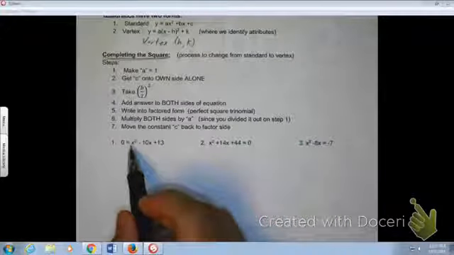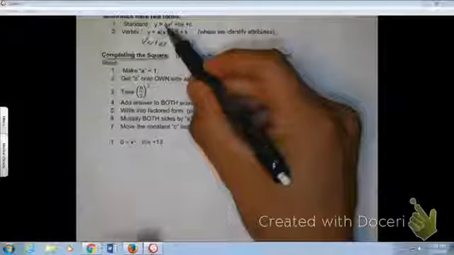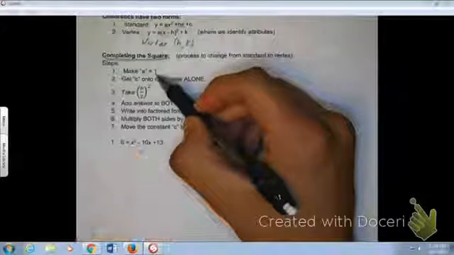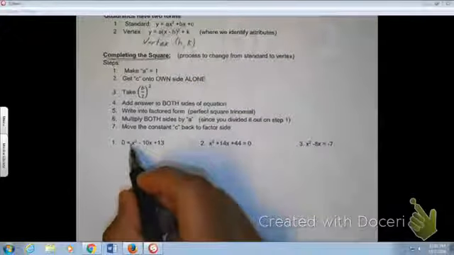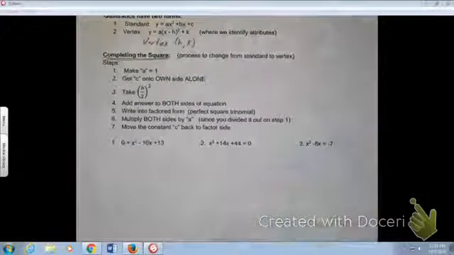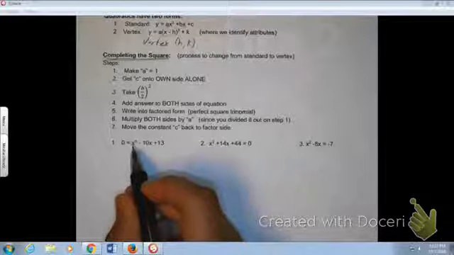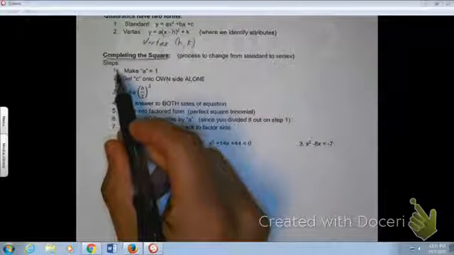Make A equal to 1. So what is A right now? 1x squared, right? So it's already 1. Yeah? Yes. So we don't have to do anything for step 1. We're good. Yeah? Yeah. Let's go step number 2.